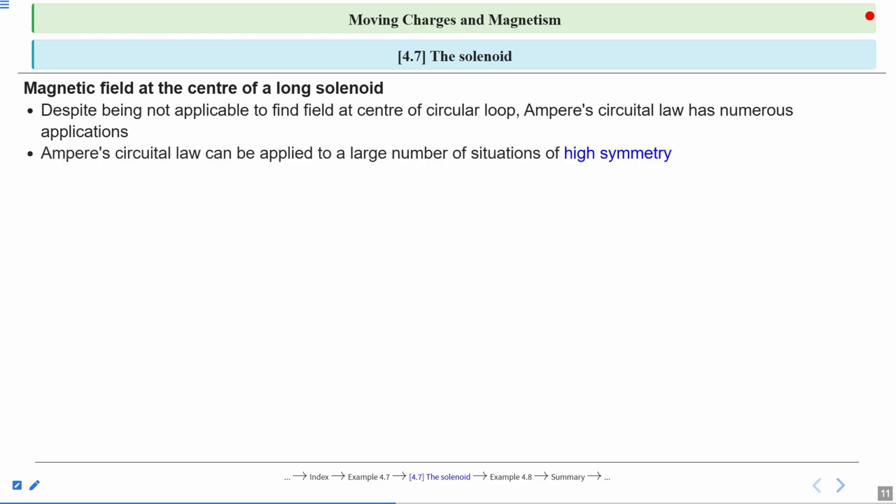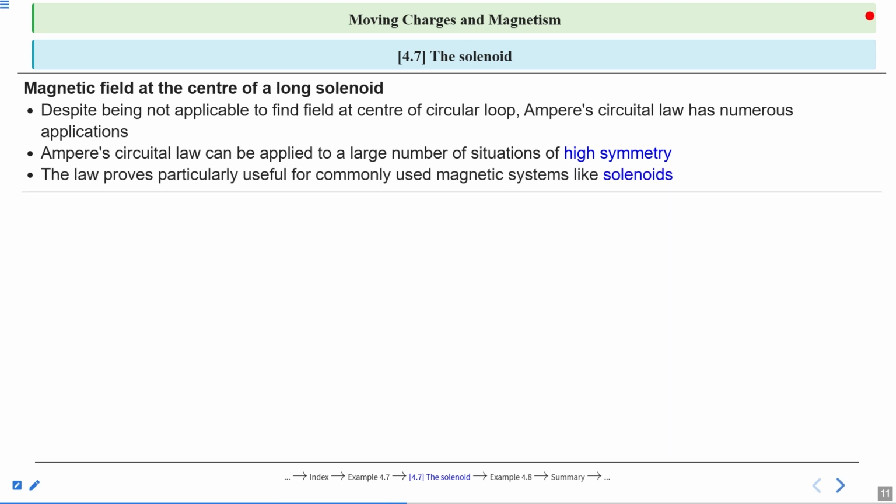Ampere's circuital law can be applied to a large number of situations of high symmetry, like a straight wire. Another application is that the law proves particularly useful for commonly used magnetic materials like the solenoid. So to find the magnetic field at the center of a long solenoid, we can use Ampere's circuital law.